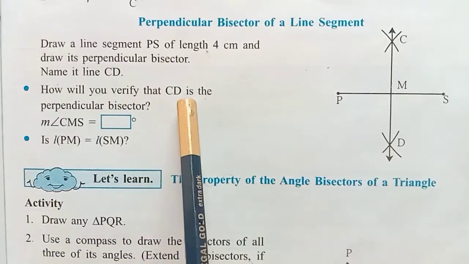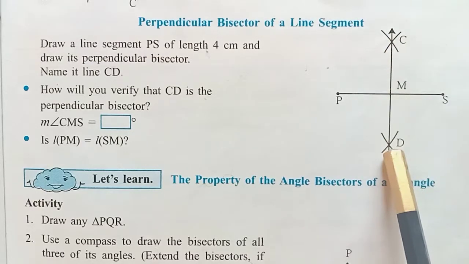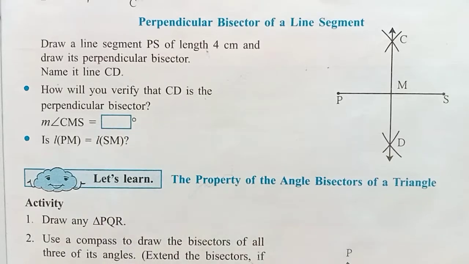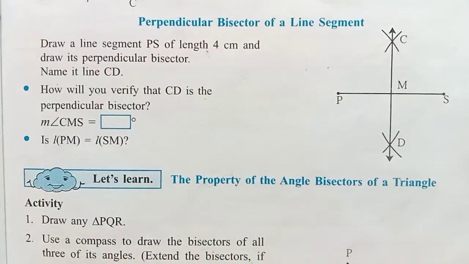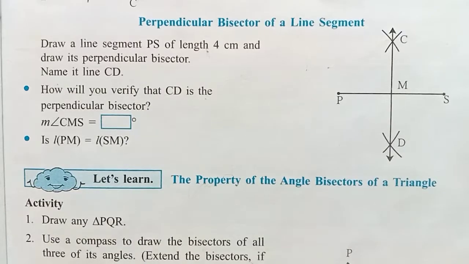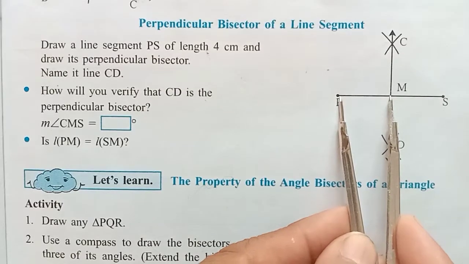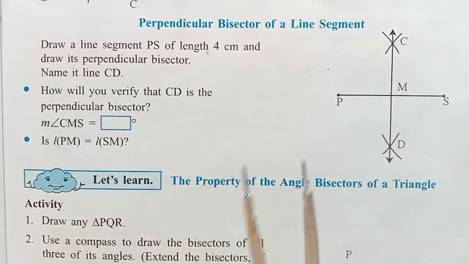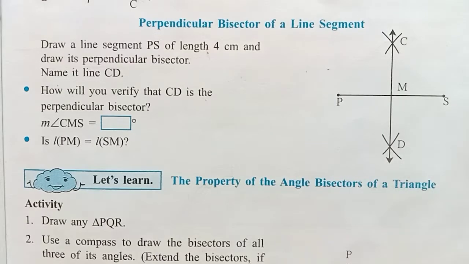How will you verify that CD is the perpendicular bisector? We can measure the angle CMS and it is 90 degrees. Is length PM equal to length SM? With the help of a divider, we can see that length PM is equal to length MS. So CD is the perpendicular bisector of PS.